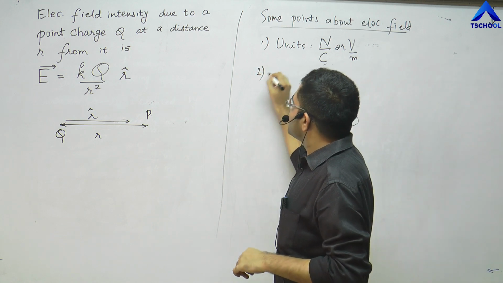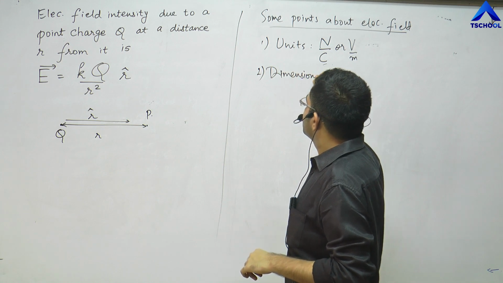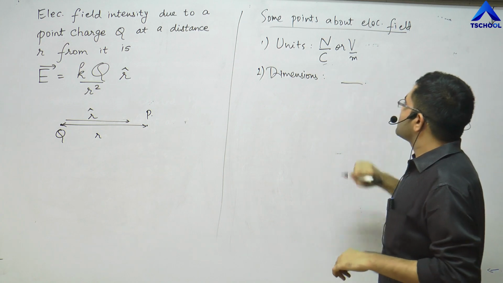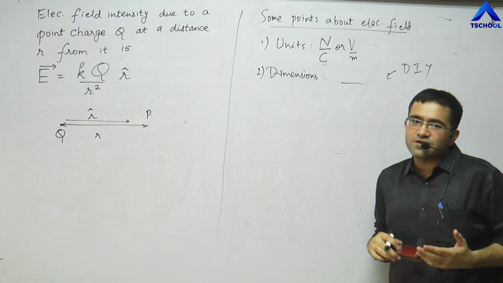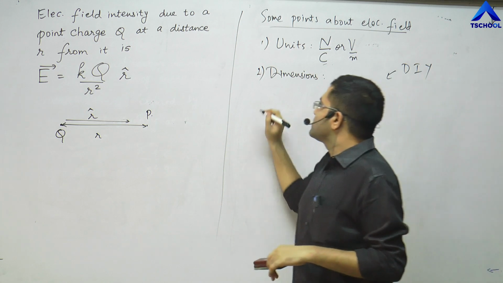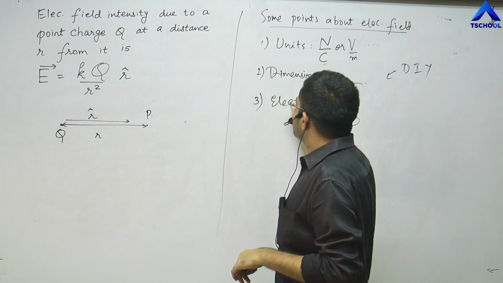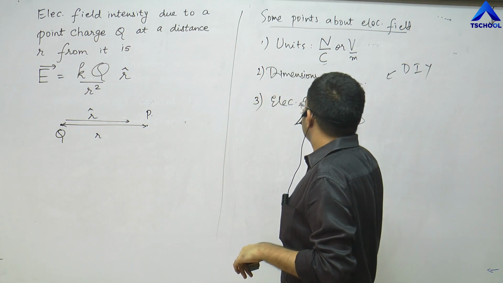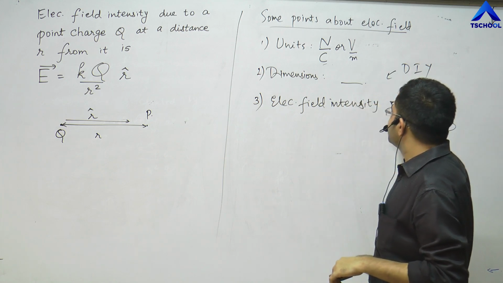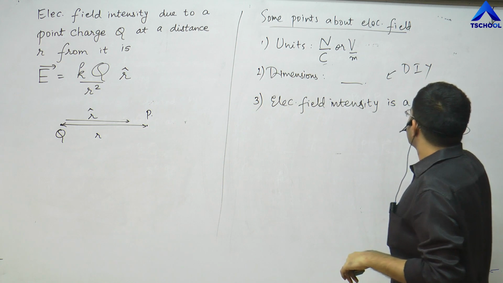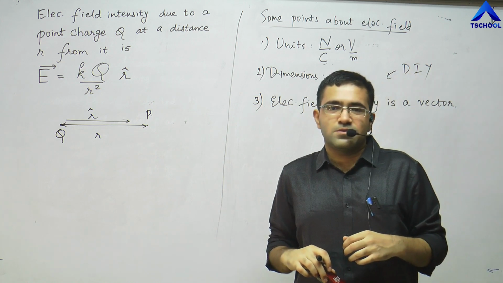Now, second is obviously dimensions. I want you to figure this out yourselves, which is not very tough to do now. Third thing is that the electric field intensity, just to remind you again, is a vector. That is, it has a direction.